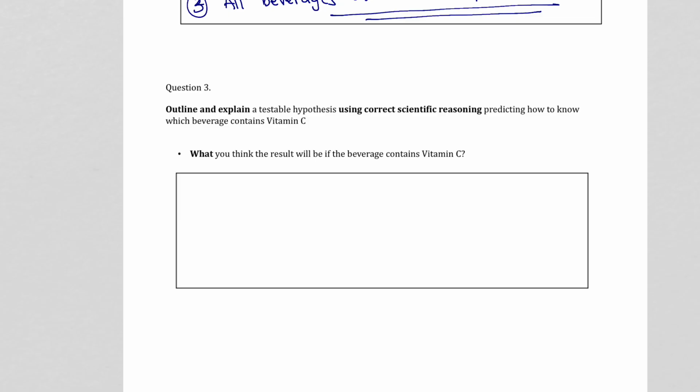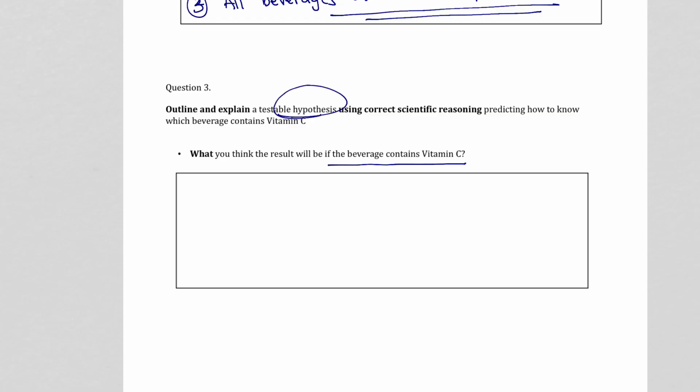Next, a hypothesis. What do you think the result would be if the beverage contains vitamin C? A hypothesis is, what do you think is the positive result? What do you think is the negative result? So normally, if it contains that food, if it contains that nutrient, what will happen? What will you see? So if the beverage decolorizes DCPIP, it means that it contains vitamin C.